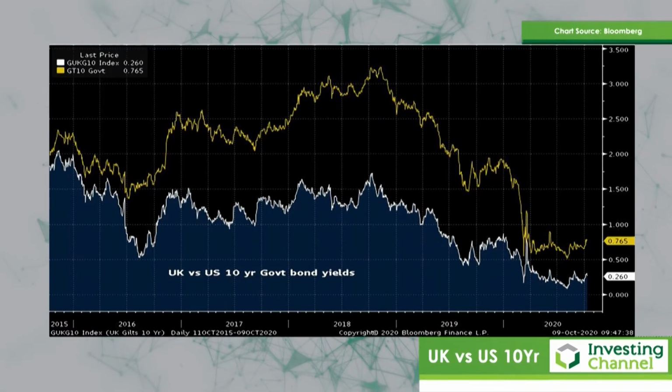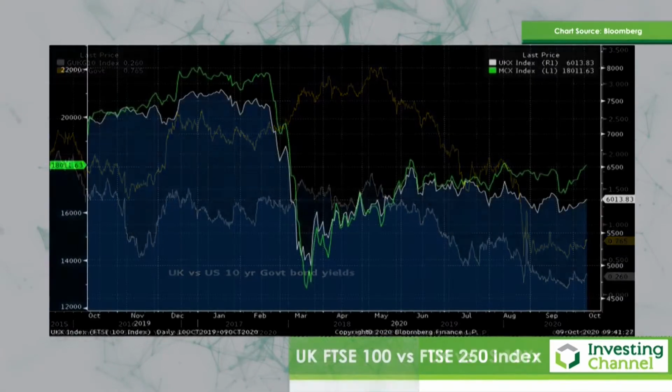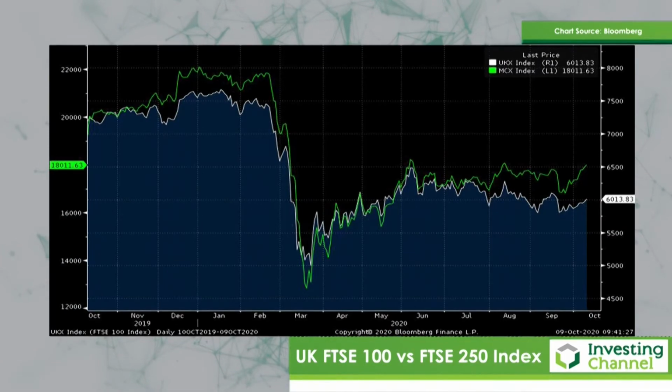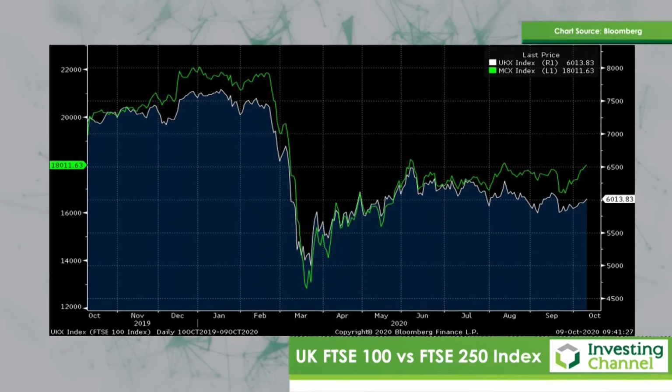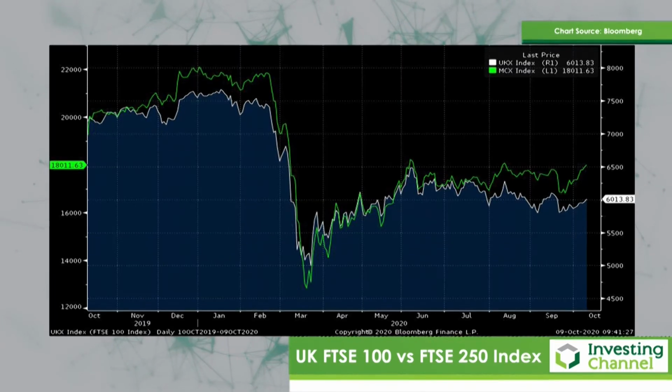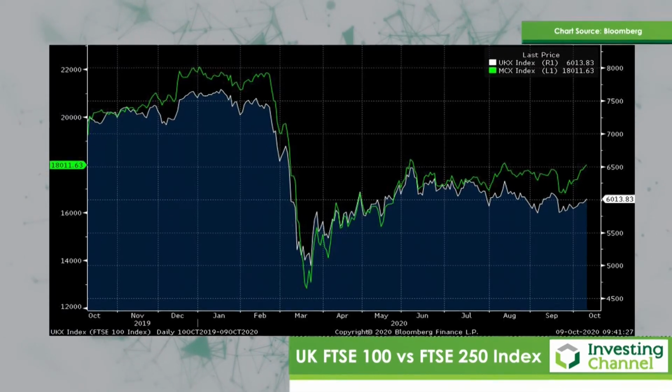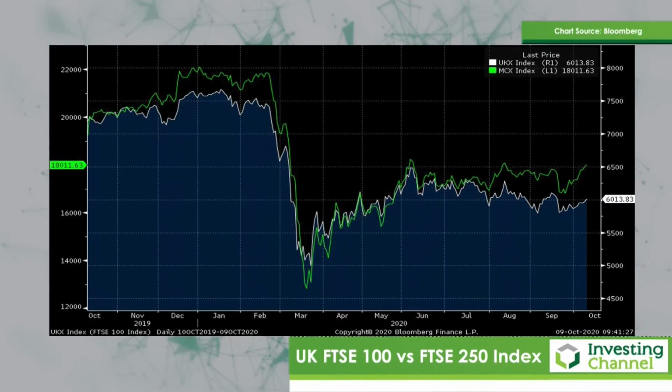The second chart today is to compare the FTSE 100, which of course is not really a good barometer for the UK economy because it's so full of dollar earners and a lot of mining and energy, large cap mining and energy companies, and compare that with the FTSE 250, the mid cap, just to see if there's any real divergence going on there.